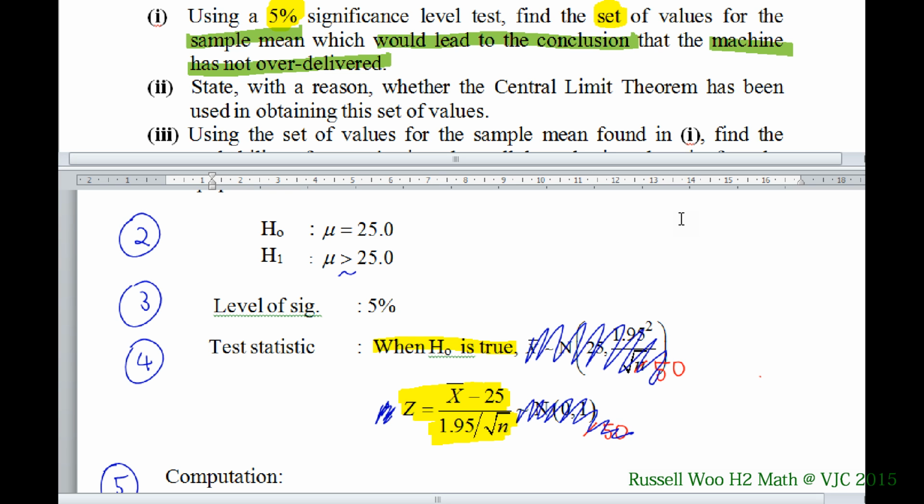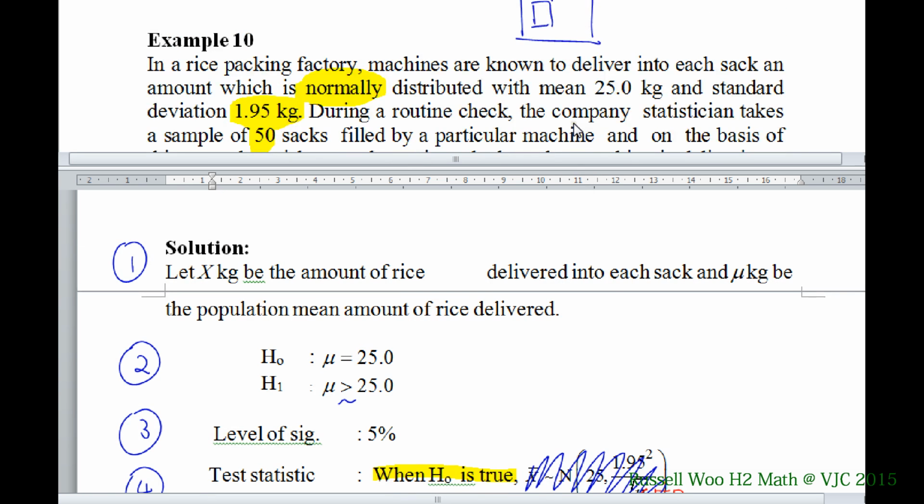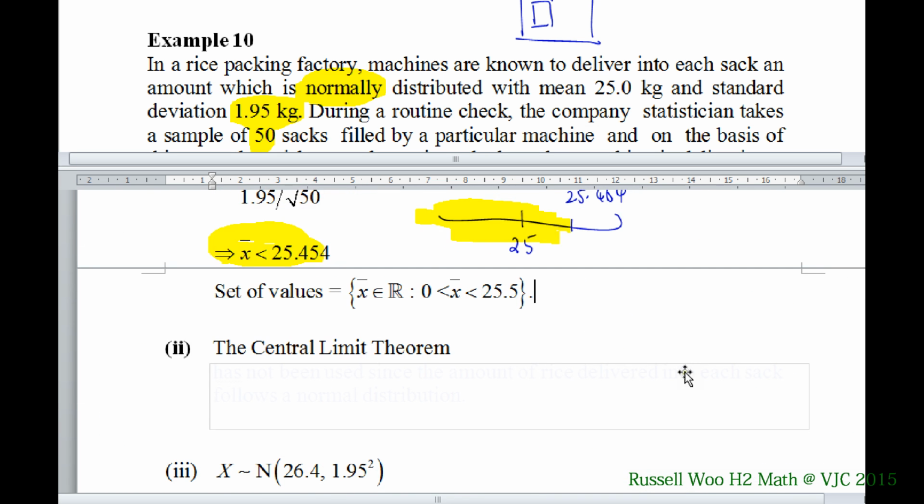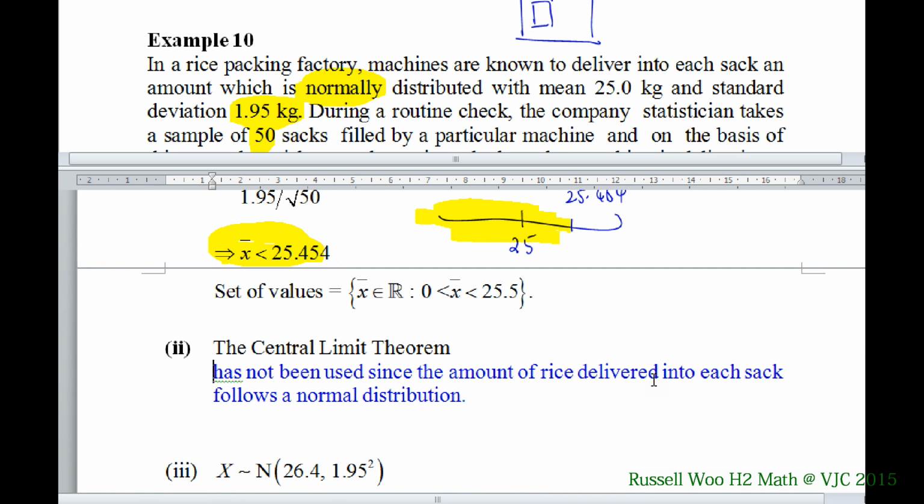Okay. No. Why? You're right. Because it is already normally distributed. Population mean known. Population standard deviation known. So, did not use. Copy.